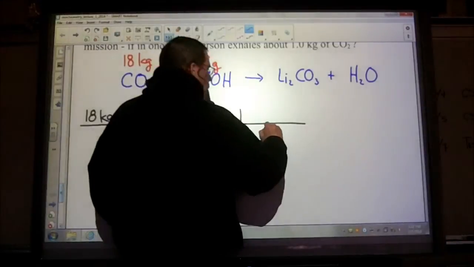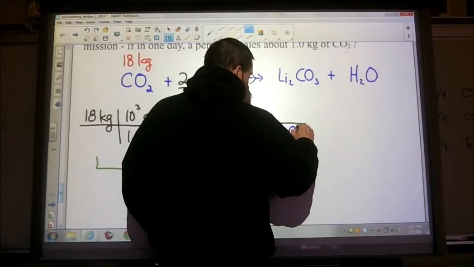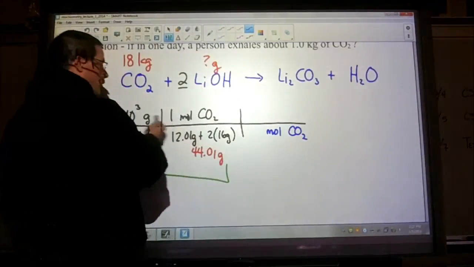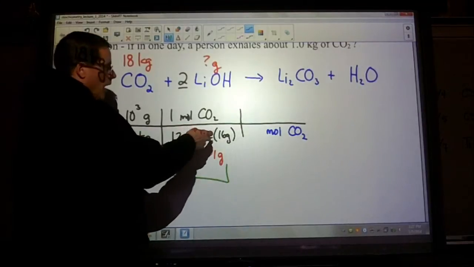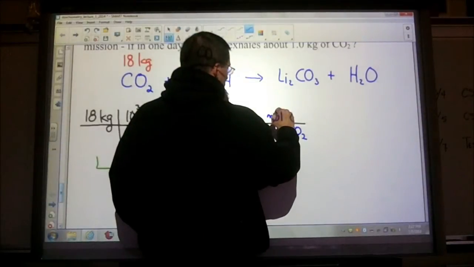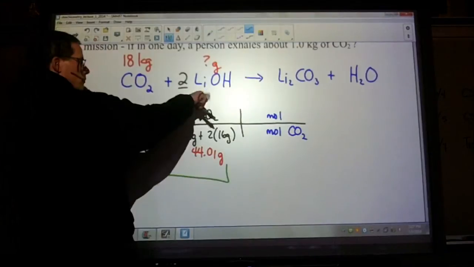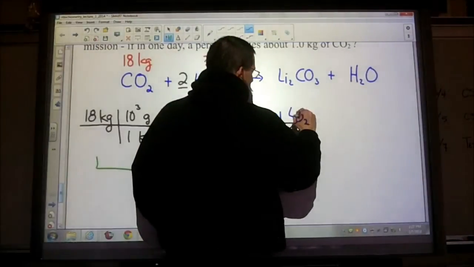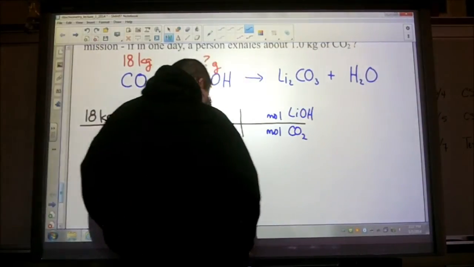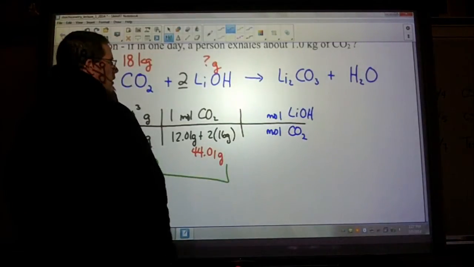Find moles. Mole ratio. So we're going to get rid of the moles we just found of carbon dioxide and convert that into moles of, what are we looking for? Lithium hydroxide. Good. And what value do we put there? 2 and 1.